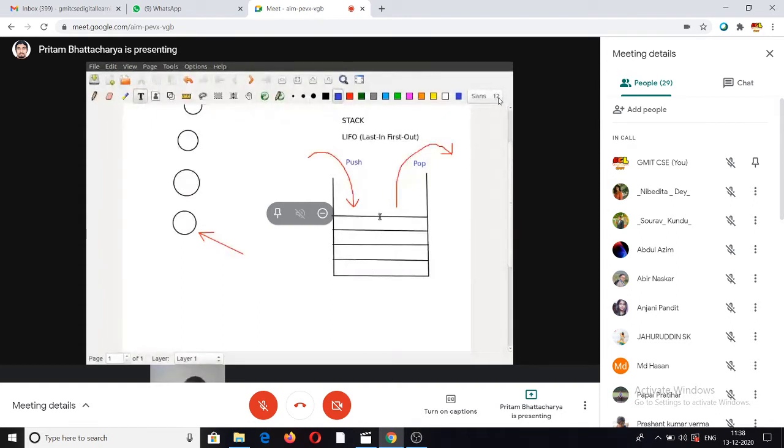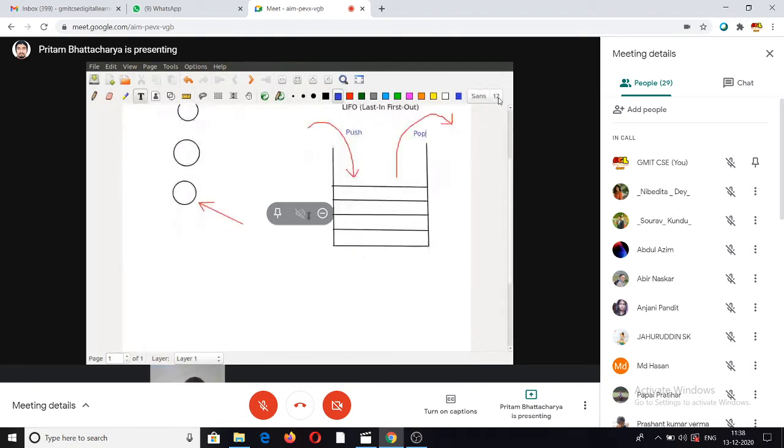So when I say push an element X into the stack, it means you add it to the top of the stack. And when I say pop from the stack, it means you just remove it from the top of the stack. So now the new top of the stack will be the element which was previously just below it. I think it will become even more clear as we see examples.